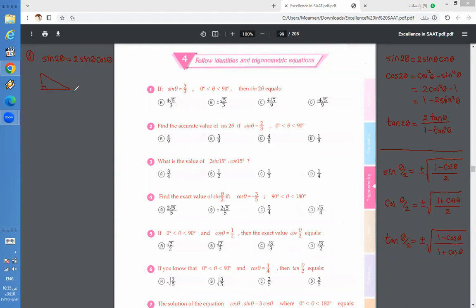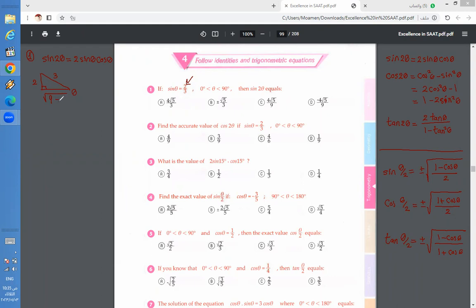In this triangle we have theta, and sine is what over what? Opposite over hypotenuse. So the opposite is 2, and the hypotenuse is 3. So opposite over hypotenuse gives us 2 over 3. This is right? Yes. Okay, we get the third side. How can we get it? We square, so it will be 9 minus or plus 4?